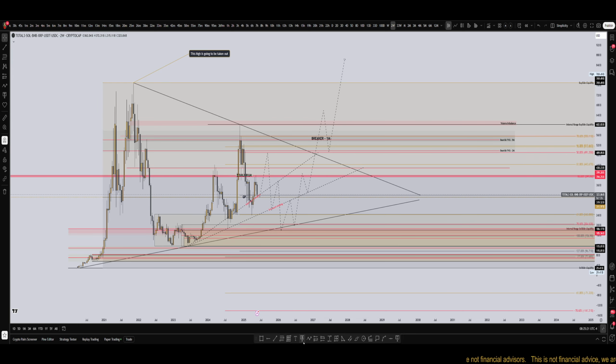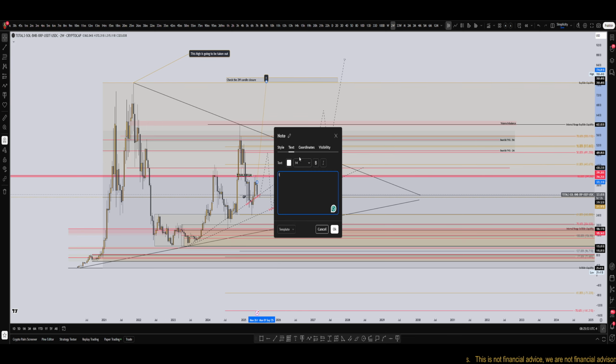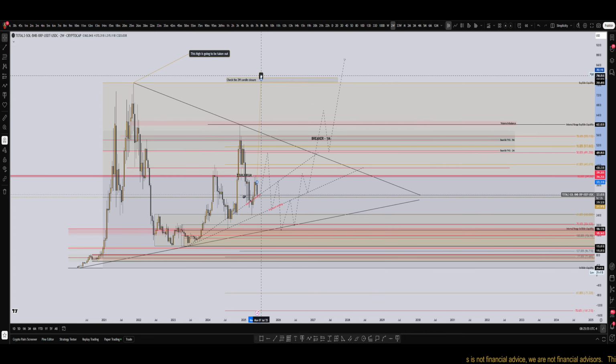So what I want to do here is actually add an annotation, check the 2 week candle closure. And I'm gonna be adding an alert, well, not an alert, but an indication for this. Probably not the best way I could have done that. I think that something like this will be better. Okay. I like it. Good enough.